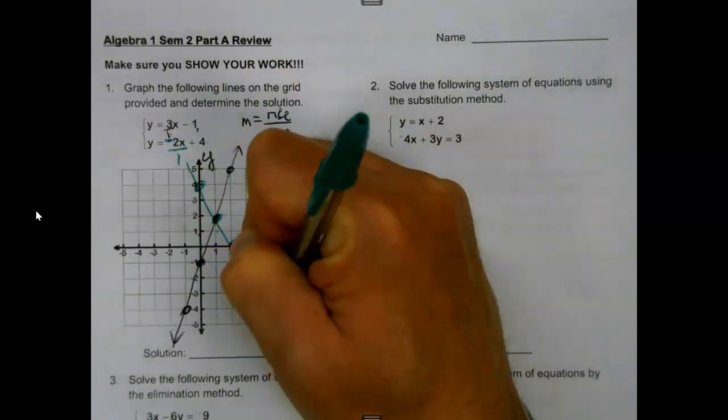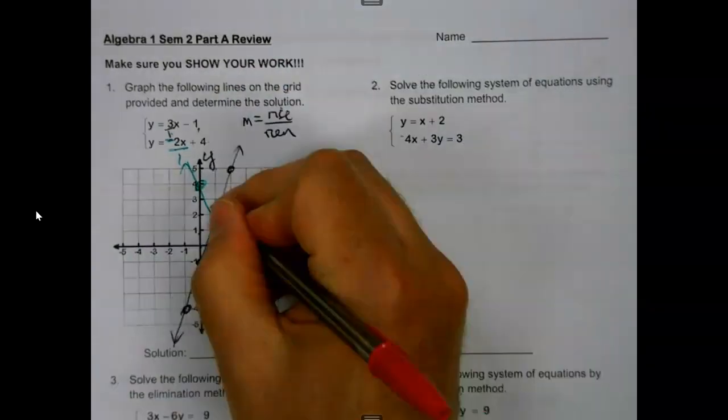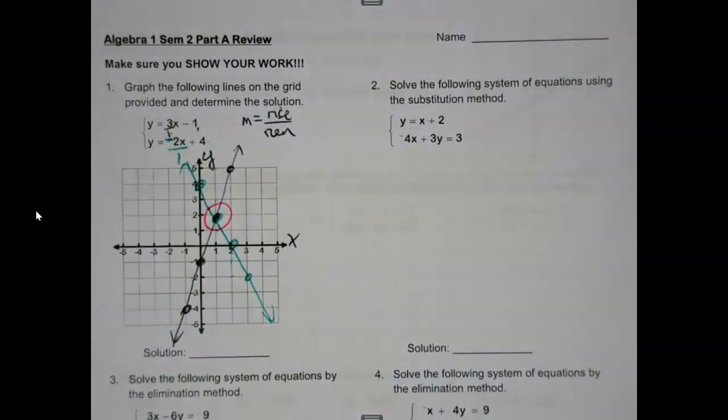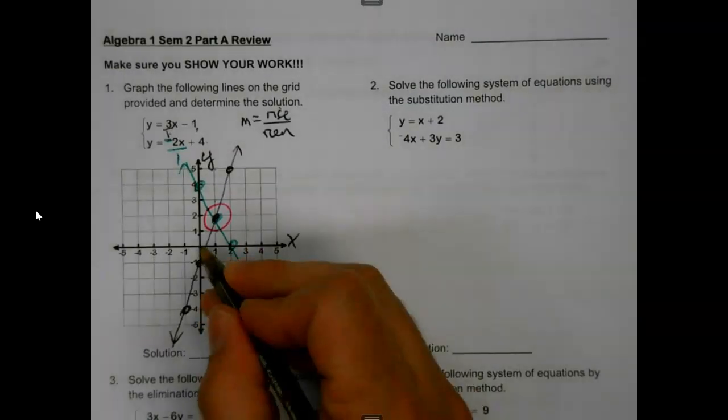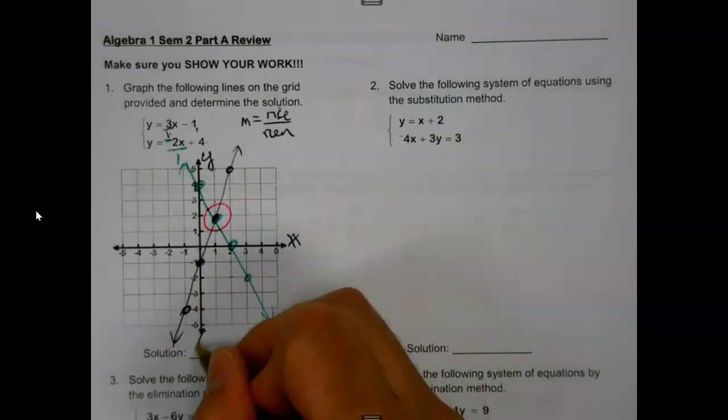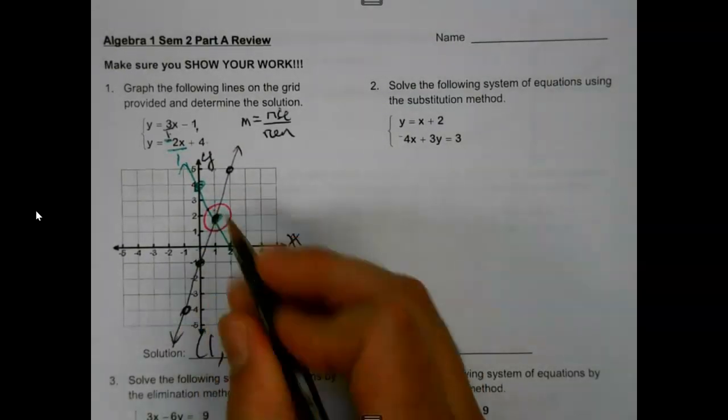My hey came from the fact that there is the point they intersect. If you do this right, there will be an intersection point. And that intersection point is at an x value of 1 and a y value of 2.